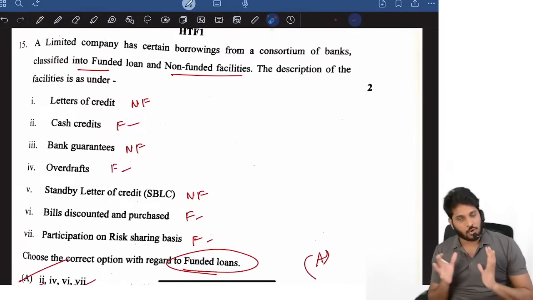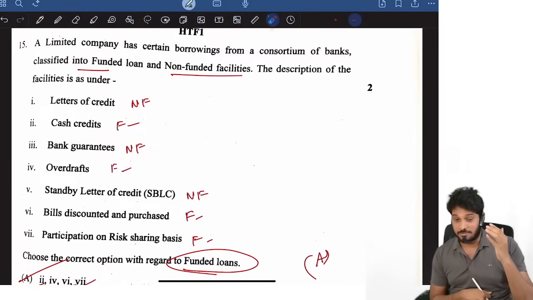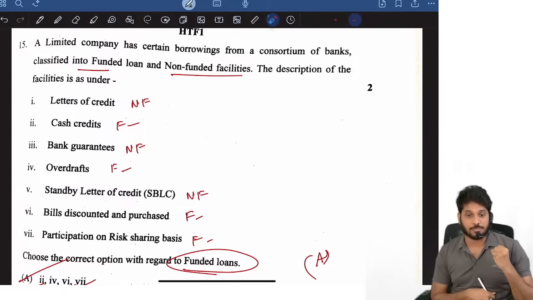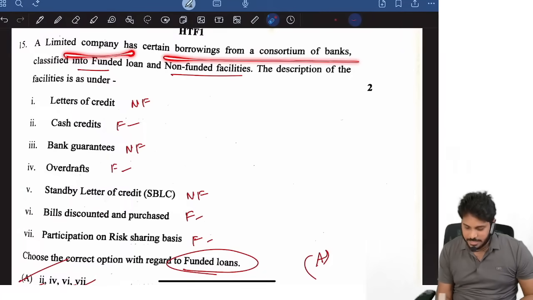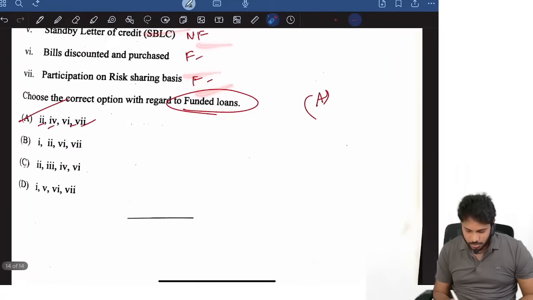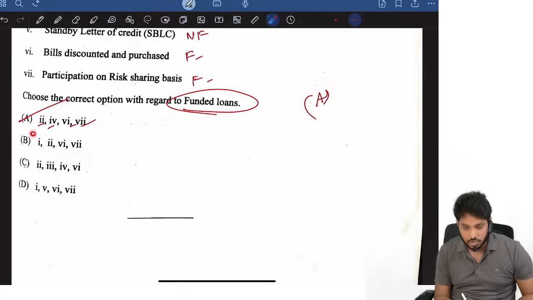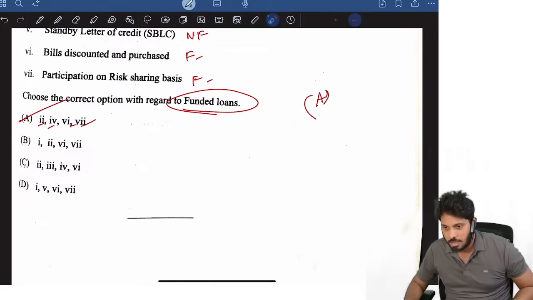See, the paper is quite technically easy because everything is logically asked. But which of the following is not correct? Those who do not have command of the terminology, only for them will the problem come. A limited company has certain borrowings, funded and non-funded. So very easy examples. So option number A. Funded loans, they are asking for an example. So the answer is A.